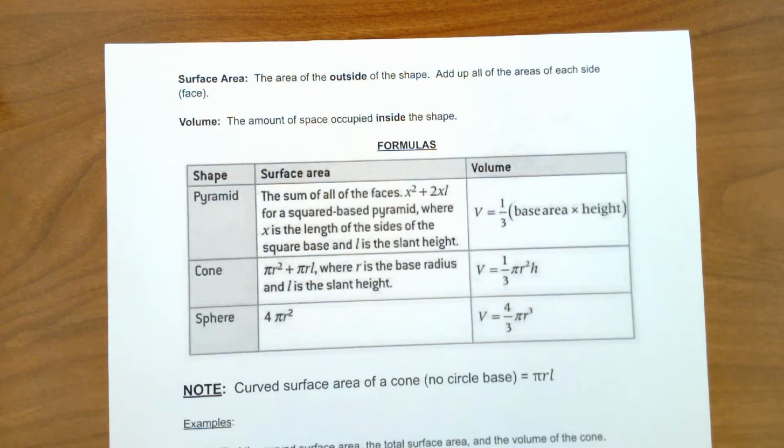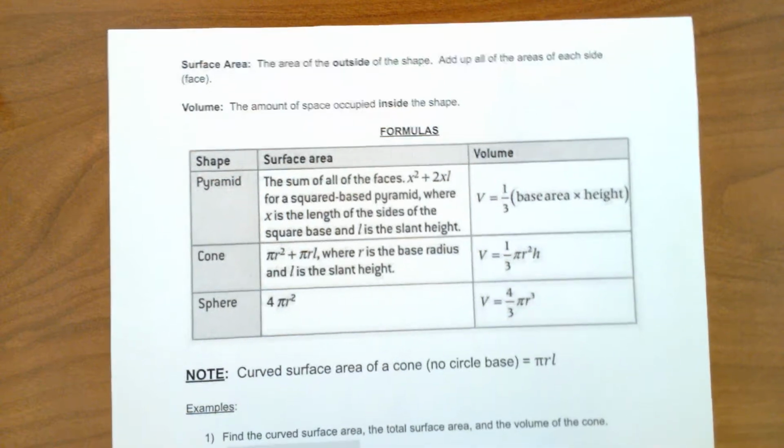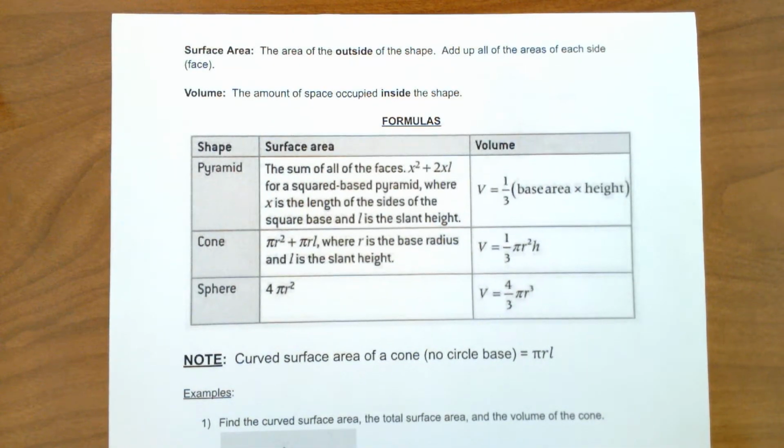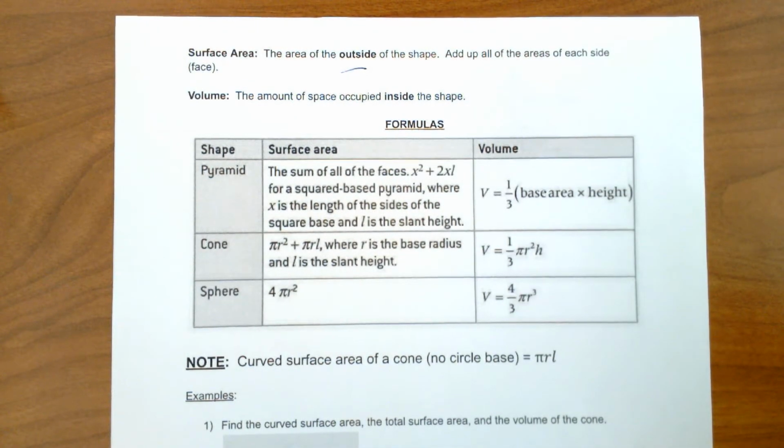Let's do some examples. So what are we going to be doing with all of these shapes? We are going to be finding surface area and volume. What are surface area and volume? Surface area is the area of the outside of the shape. Add up all the areas of each side or each face. So it's the outside, as if we wrapped it in wrapping paper.